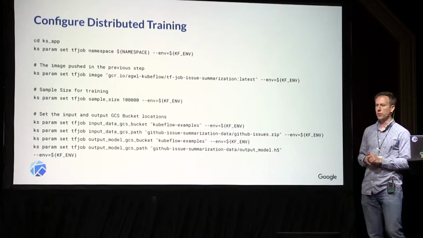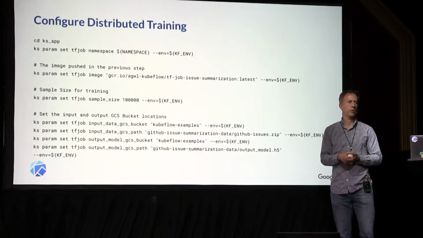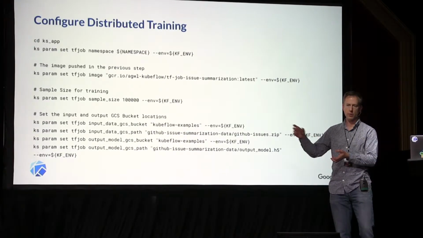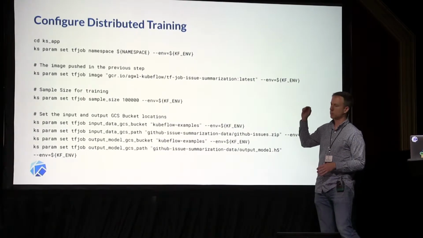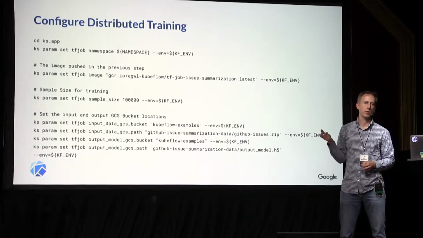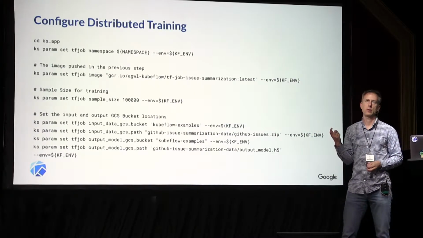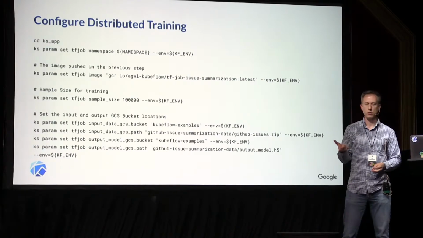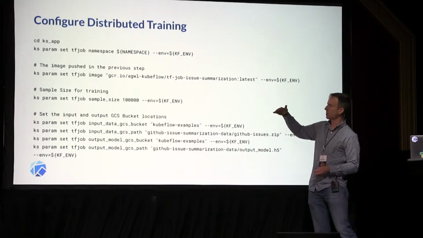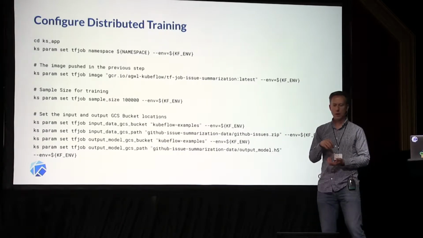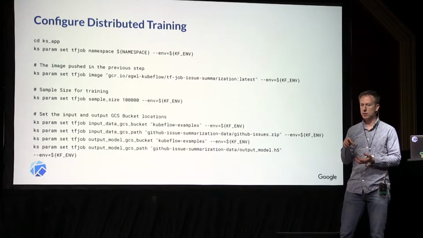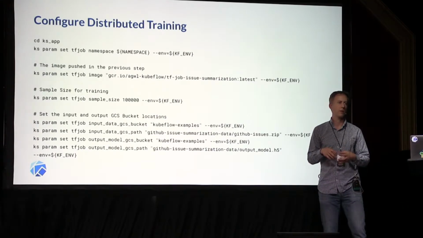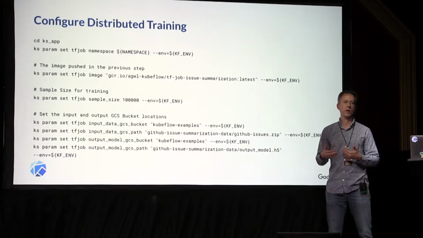How do you configure distributed training? We have a component out of the box called a TF job. We also have a PyTorch job, Chainer, and some other frameworks. This looks like a lot of stuff, but the key concept is that there's something called KSonnet, which is a tool for templatizing Kubernetes resources. And you see a bunch of param statements. We're creating a TensorFlow job, and we're setting things like the sample size and the storage bucket it's going to pull the training data from. So you can customize it however you want.